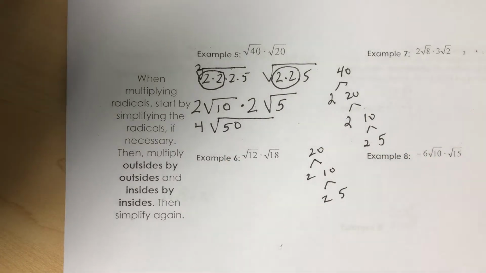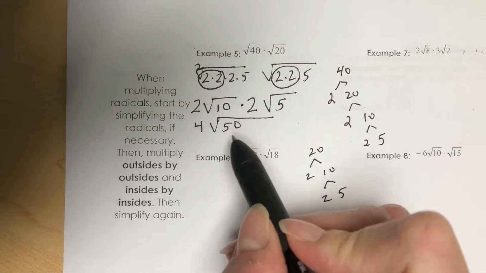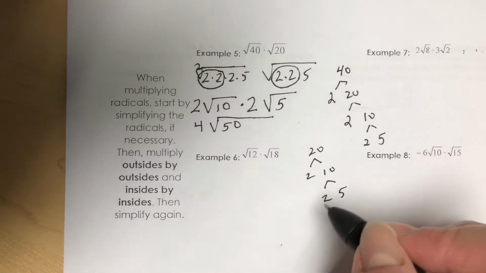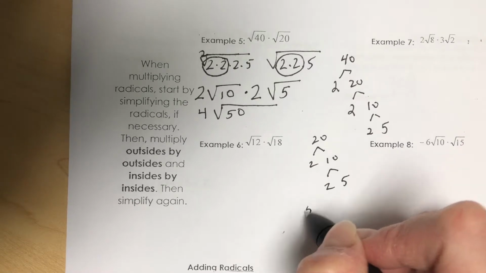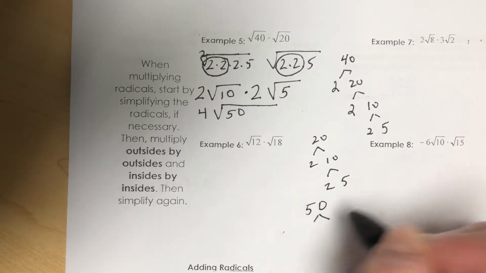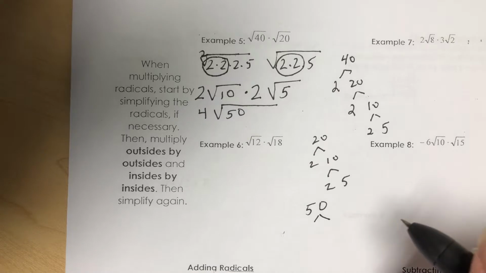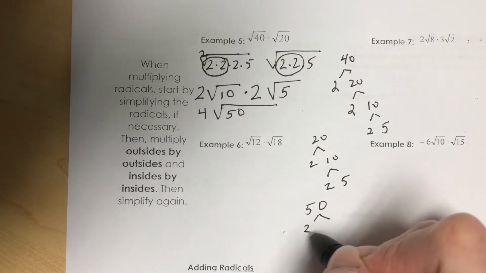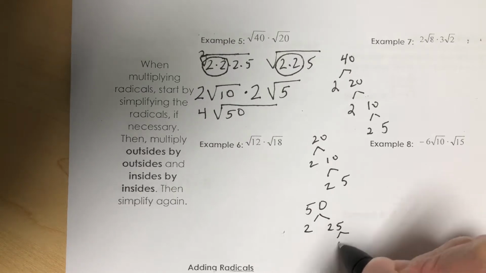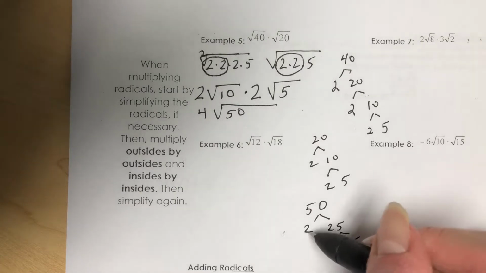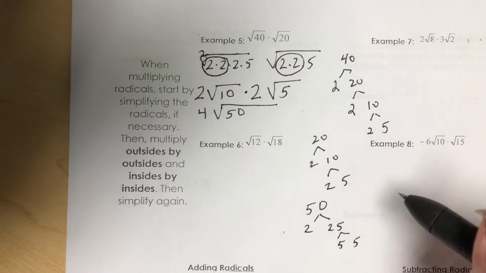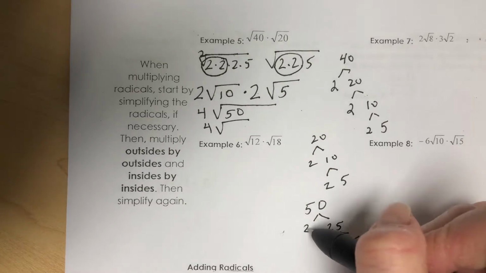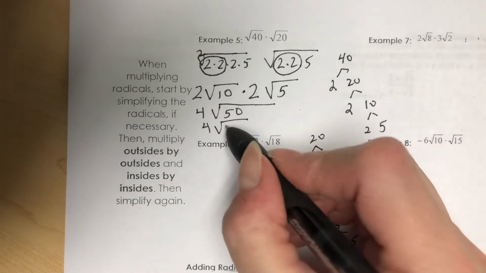And then simplify again. So now we need to simplify the square root of 50. All right, and I'm getting a little tight on space here. So I'm going to come down here. I'm going to do a factor tree for 50. And you may not have to do the factor tree to see what's going on with it, but it always works. So 50 is 2 times 25. 25 is 5 times 5. Now I have all primes. So that's 4 times the square root of 2 times 5 times 5.